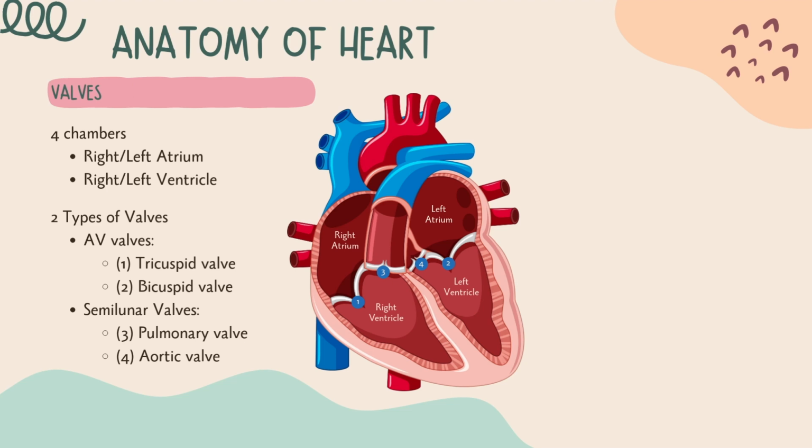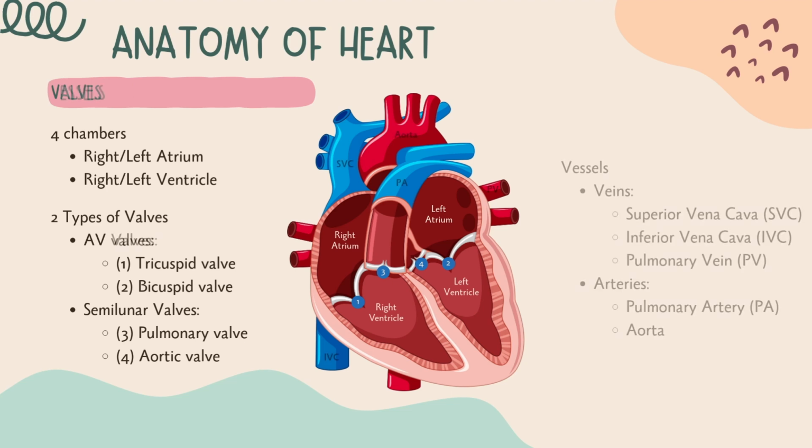And then you also have semilunar valves, and they separate the ventricle from the big arteries. So the pulmonary valve separates the right ventricle and the pulmonary artery. And then the aortic valve separates the left ventricle from the aorta. So we'll get more into that next.